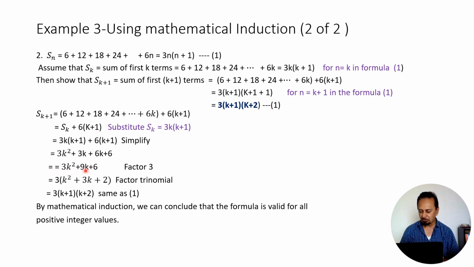Simplify gives you 3k squared plus 9k plus 6. So basically we're trying to get this formula. So we factor out 3, which becomes k squared plus 3k plus 2. Now we factor the trinomial, and we get 3 times (k plus 1) times (k plus 2). It looks exactly the same as this one, by direct substitution of n equals k plus 1 in the formula. Since both are the same, we can say by mathematical induction that the formula is valid for all positive integer values.